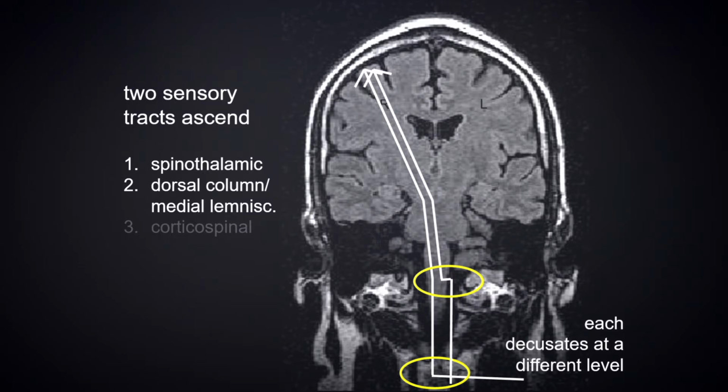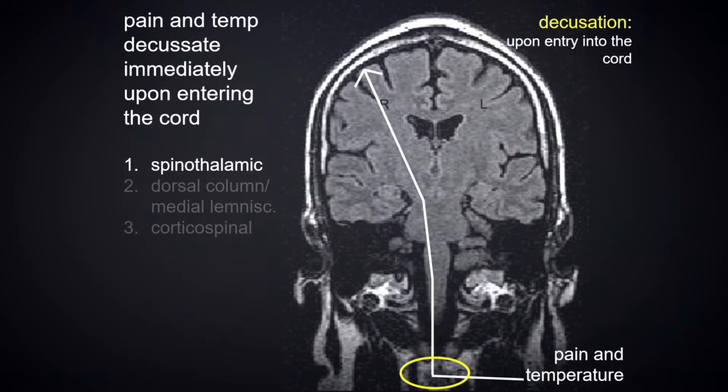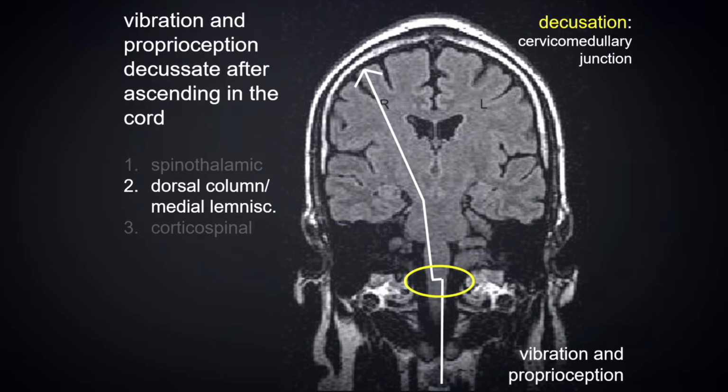If we focus upon the 2 ascending sensory tracts, we see that each of them crosses at different levels of the nervous system. And this is now becoming the basis of further localization within the nervous system. The one motor tract also decussates or crosses from one side to the other, and it crosses at an area that we call the pyramids of the medulla. Let's focus upon pain and temperature, the one sensory tract that, as it enters the spinal cord, decussates or crosses immediately, and then ascends until it terminates on the postcentral gyrus of the parietal lobe. Contrast that with the other ascending sensory tract called the dorsal column medial lemniscus.